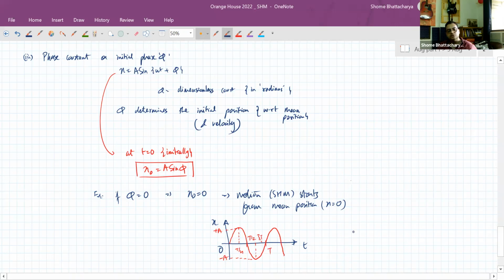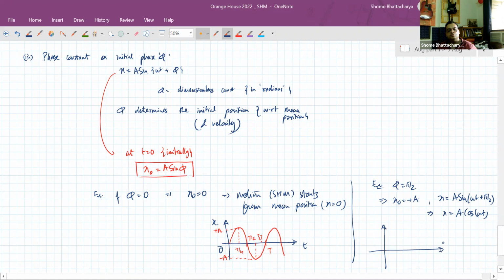Now we can see a contrasting situation. If the phase constant is pi by 2 for another SHM, then x naught becomes plus a. And x in general becomes a sine omega t plus pi by 2, which is equivalent to saying that x is equal to a cos omega t. The sine omega t and cos omega t graphs are basically the same shape, but they have a phase difference of pi by 2. So now for this SHM, the motion will look like this. It started from the positive extreme. First quarter cycle is back to mean position, then minus a, then back to mean position, then back to the initial position from where it started, and then the cycle repeats itself.